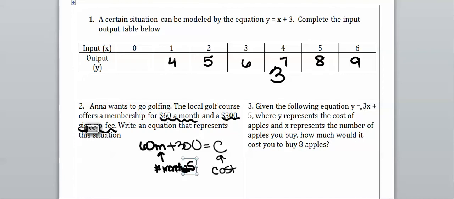Given the following equation, y equals 3x plus 5, where y represents the cost of apples and x represents the number of apples you buy, how much would it cost you to buy 8 apples? So they told me that in this equation, the x stands for the number of apples. So I plug in 8, and 3 times 8 equals 24, and 24 plus 5 gives me 29. So y equals 29.